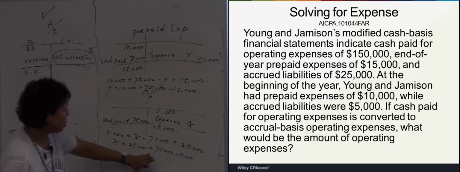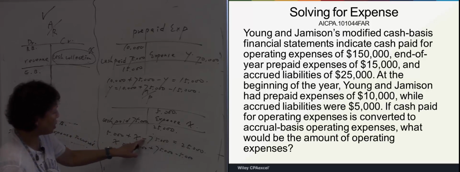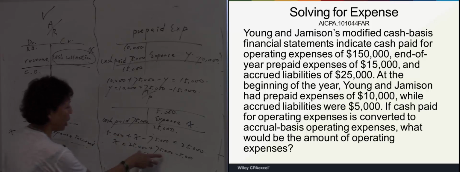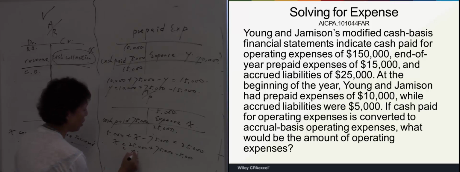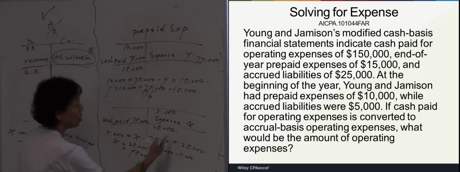Okay, 25,000 remains. 75,000, the sign becomes positive. 5,000, the sign becomes negative. So if you add these two, we have 100,000. 100,000 minus 5,000, is that 95? Right. Yeah, so it's 95.